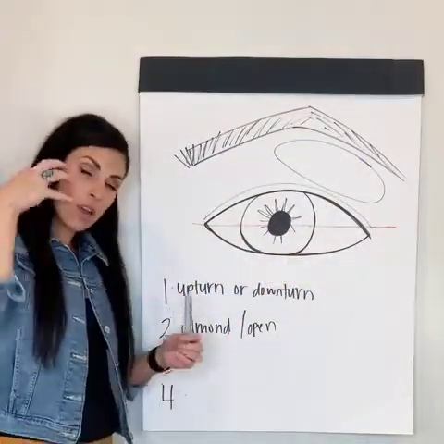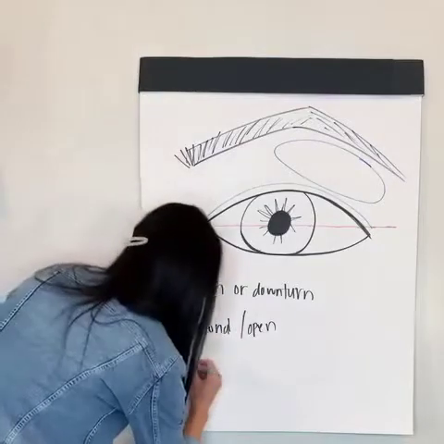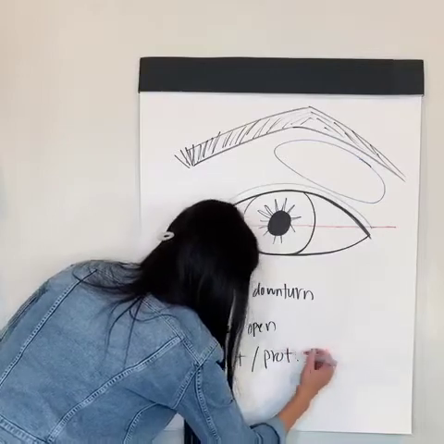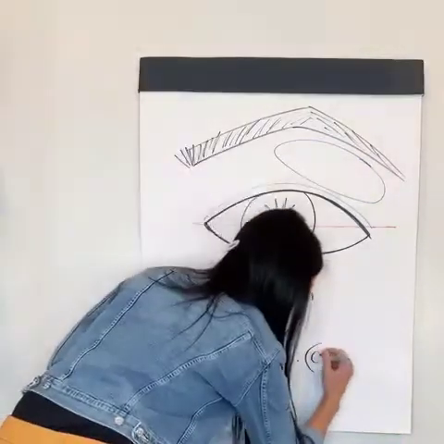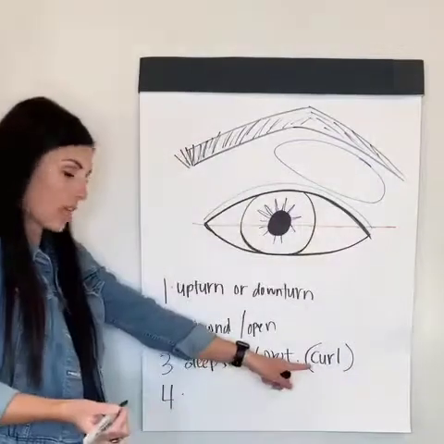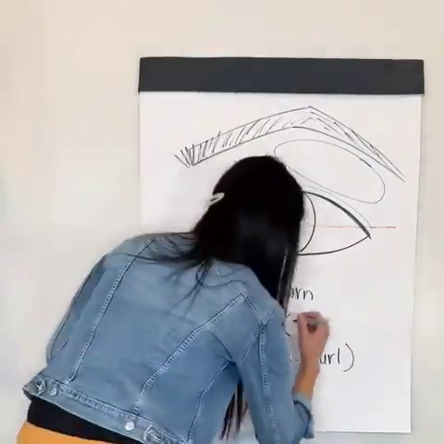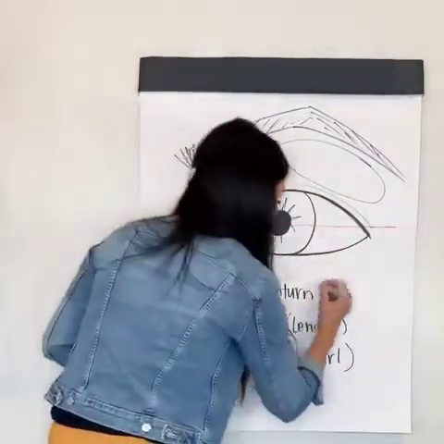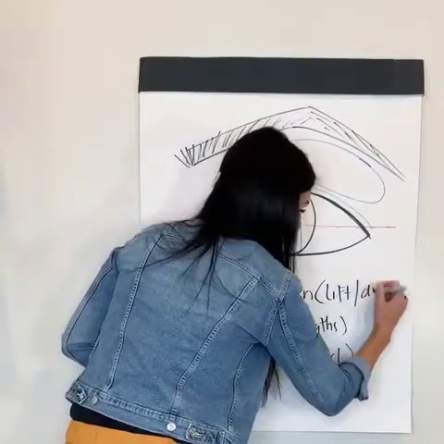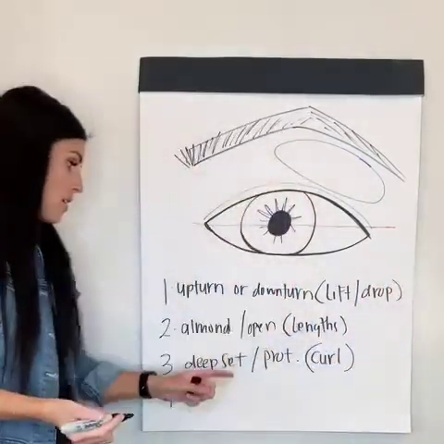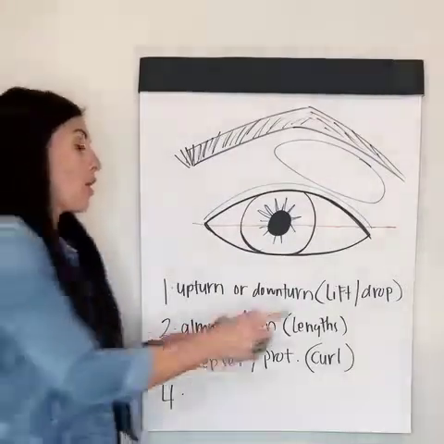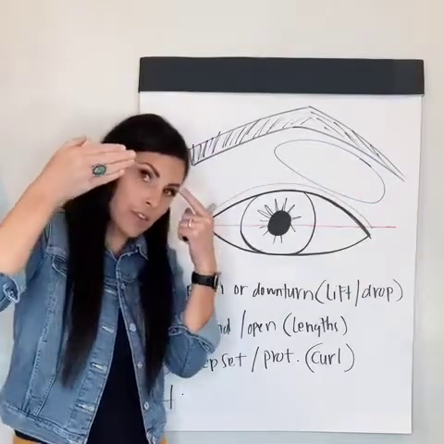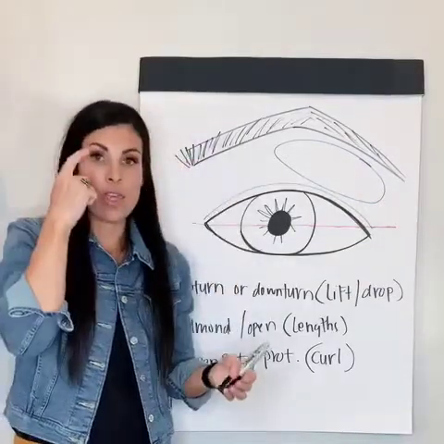Are they deep set or are they protruding? Okay, this is going to tell you what curl you need to use. Okay, this is again going to tell you what lengths to place where. And this is going to tell you if you need to lift or drop the outer corner. Okay, so next, third step, I'm going to look at what their brow bone is doing, okay? Does it stick out farther than the eye, or is their eye sticking out farther than their brow bone, okay?